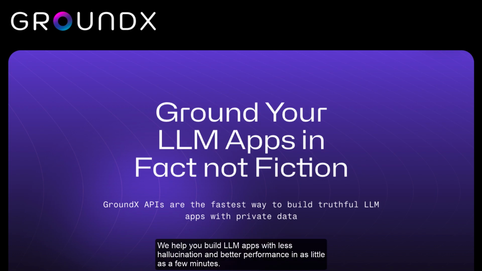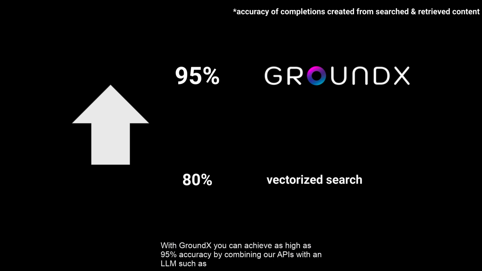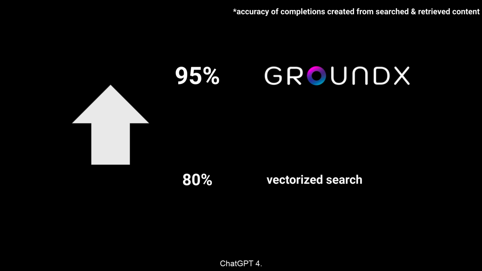We help you build LLM apps with less hallucination and better performance in as little as a few minutes. With GroundX, you can achieve as high as 95% accuracy by combining our APIs with an LLM such as ChatGPT-4.